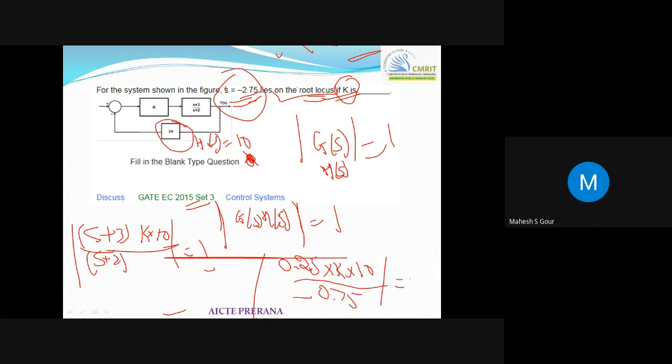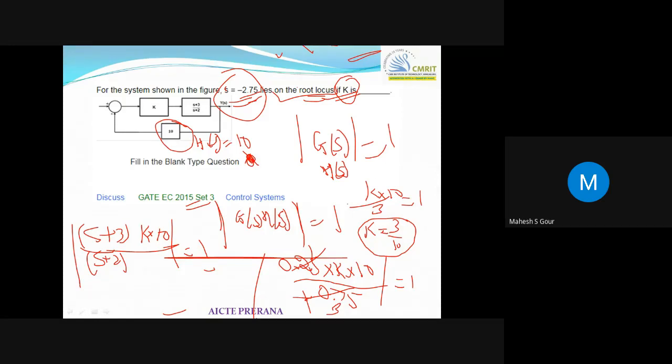Is equal to 1. So 0.25 over 0.75 is one third. Since this is mod, this minus will become plus, right? So K into 10 divided by 3 is equal to 1. What will be the value of K? How did you get 11? Sorry, I made some mistakes, sir. Okay, so you should be careful. So the answer is 3 by 10, that is 0.3.